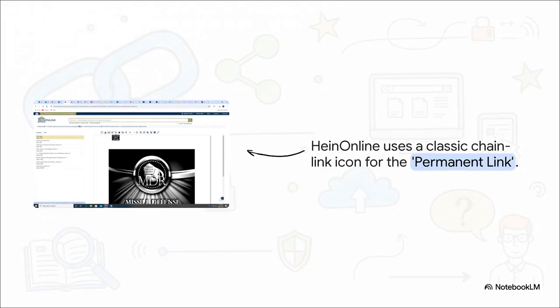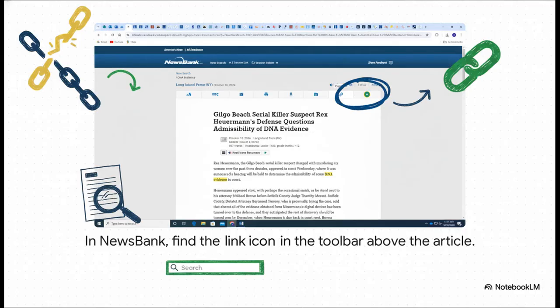Hide Online gives us another crystal clear example. It uses that classic chain link icon, and if you hover your mouse over it, it literally says, Permanent link to this page. I mean, they couldn't make it much easier. And just to really nail this down, here's one more. In Newsbank, that same exact chain link icon is waiting for you right in the toolbar above the article. See the pattern? Just keep an eye out for that link icon.